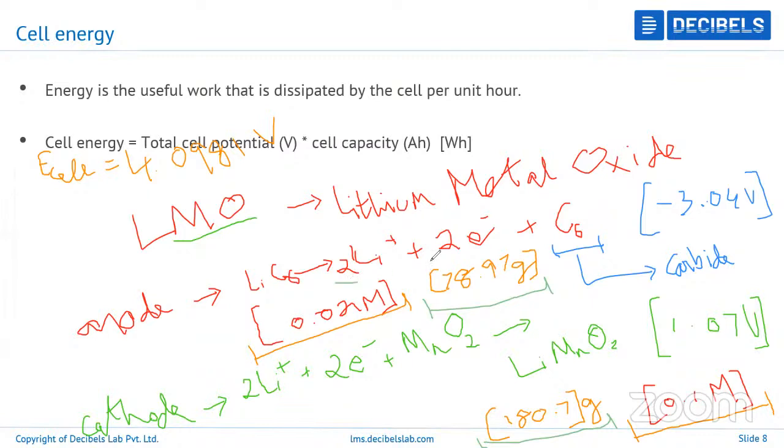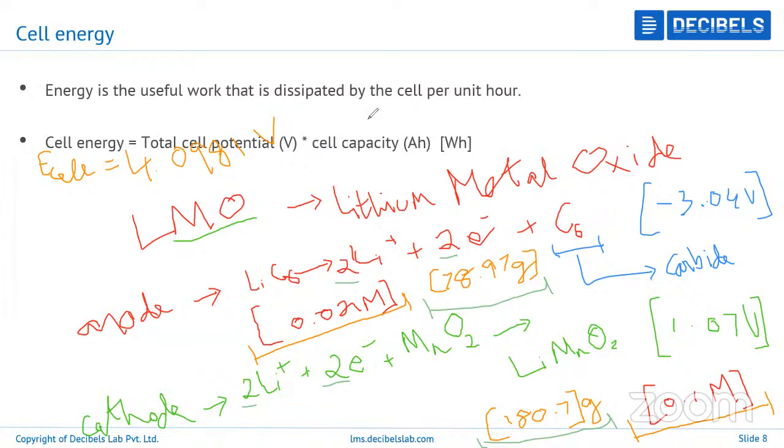Here we have seen an example of 2 electrons, right? But if you consider a case with a slightly higher number of electrons, you will see that your total cell potential actually goes up. As I said earlier, the more electrons you have, the higher the potential available. But on the downside, if you use too many electrons, then your cell will get damaged pretty quickly. This is how you would find out, and the same goes for your cell capacity and also your cell energy.